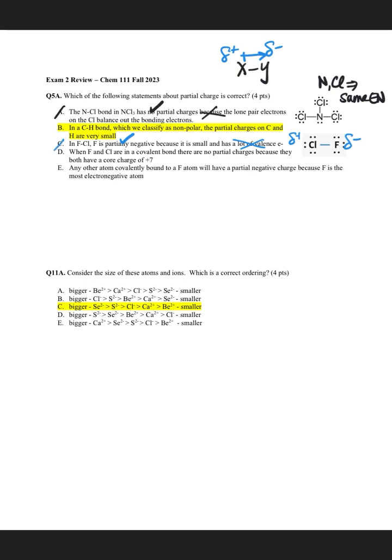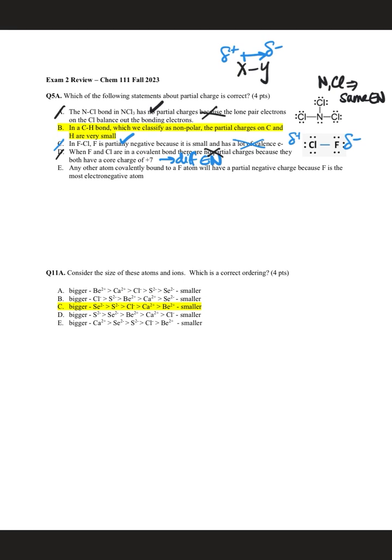All right, the next one is also about fluorine and chlorine. When they're in a covalent bond, there are no partial charges because they both have a core charge of 7. It is true that they both have a core charge of 7, but they have differences in electronegativity. The reason they have different electronegativity is because while they both have a core charge of +7, fluorine is much smaller, and so the electrons are going to be more stable and want to get closer to the fluorine. So it is not the case that there's no partial charges, so we can eliminate choice D.